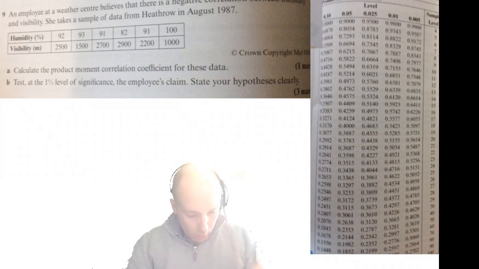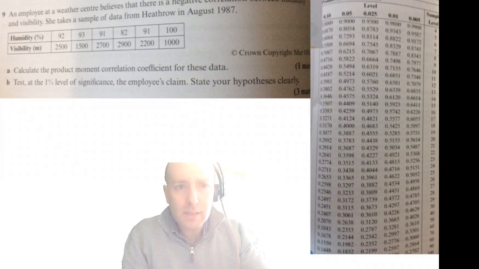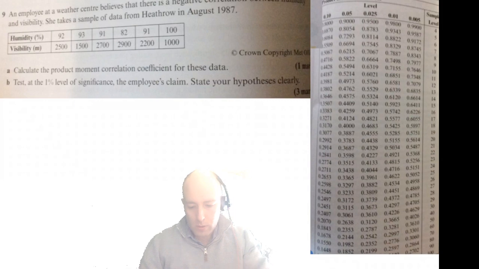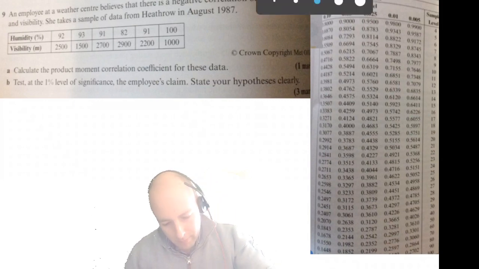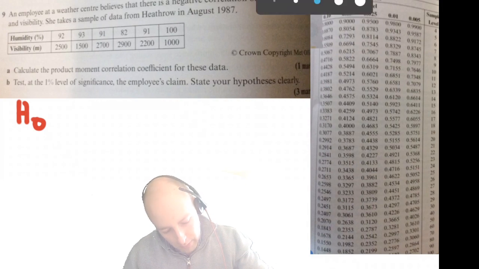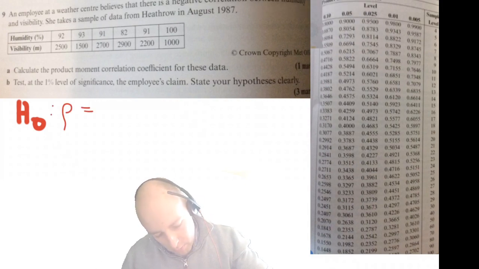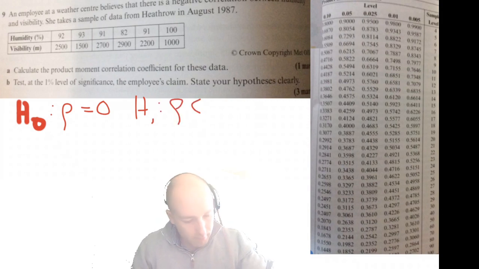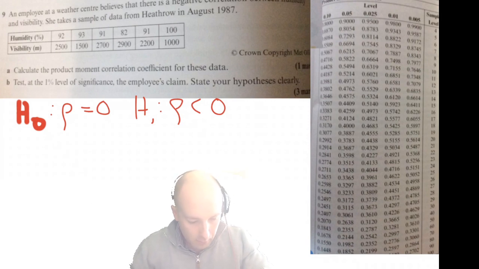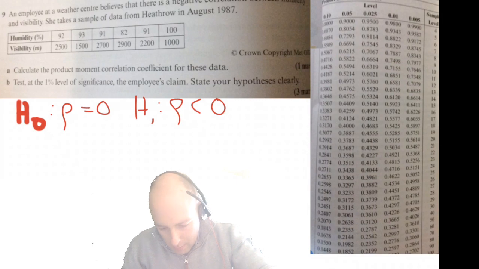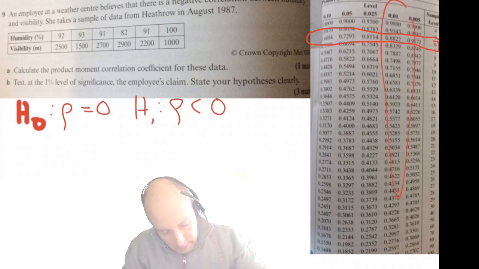Right. So let's work our way through this one. So they believe there is a negative correlation. So it's going to be a one-tail test. So H naught: rho is equal to 0. H1: rho is less than 0. We need to work out the PMCC on our calculator, and then we're going to look at the 1% level. We've got sample there 1, 2, 3, 4, 5, 6. So sample is of 6. We're looking at the 1% level, so we're looking for 0.8822. So that's going to be our critical.